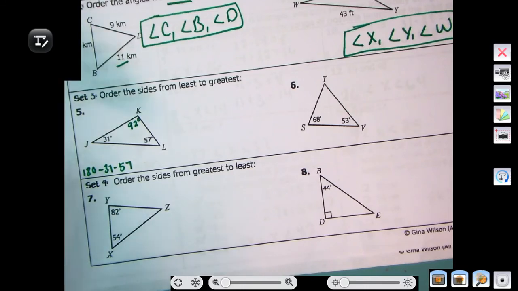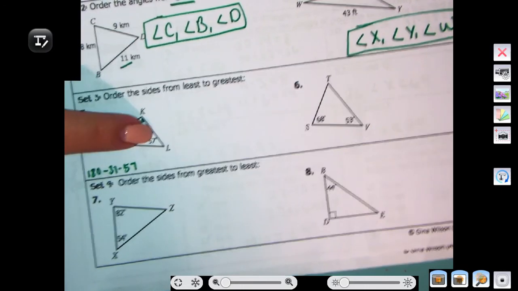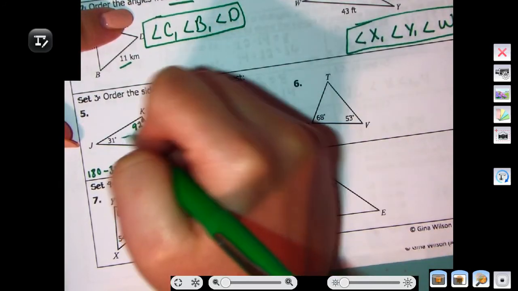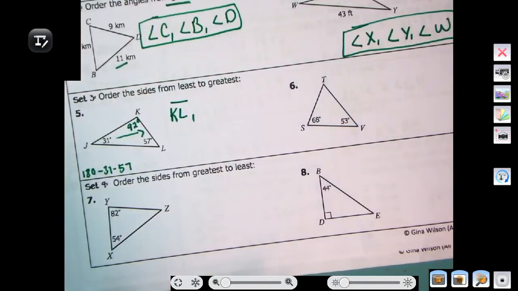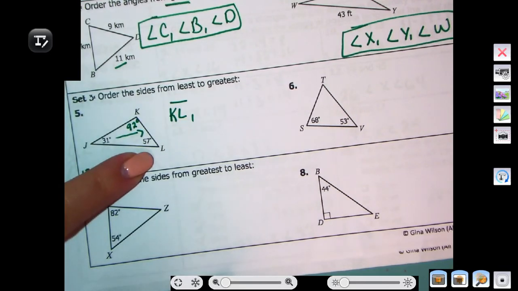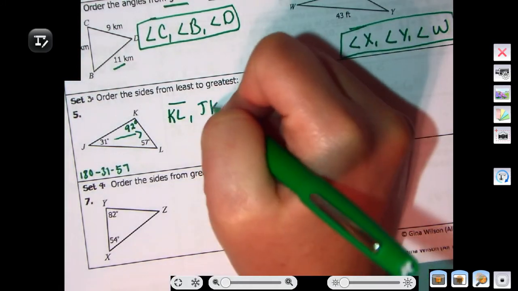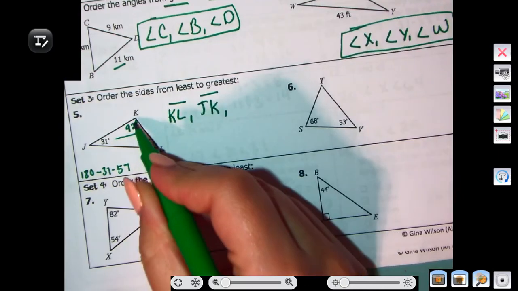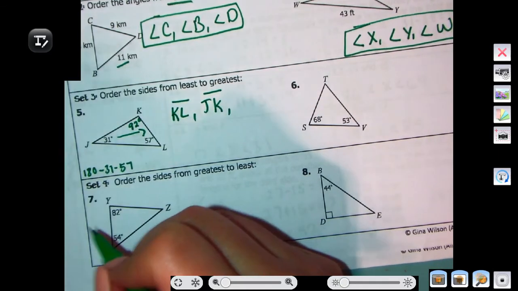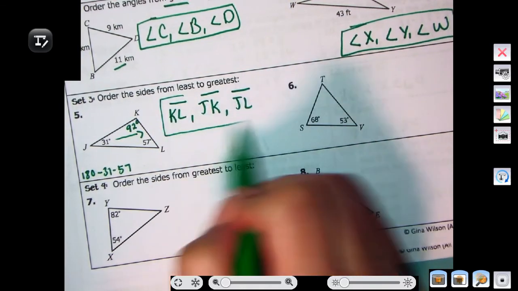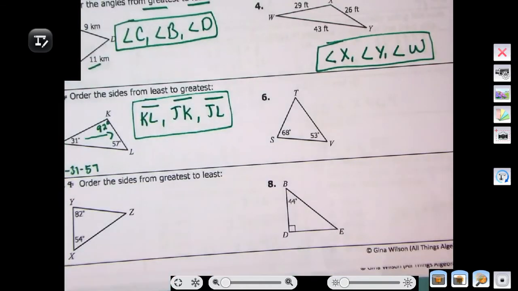So the least to greatest, the smallest angle is 31. So it's going to be across from KL. And then the second smallest would be 57, which is across from JK. And the largest, 92, is across from JL. And that's it.